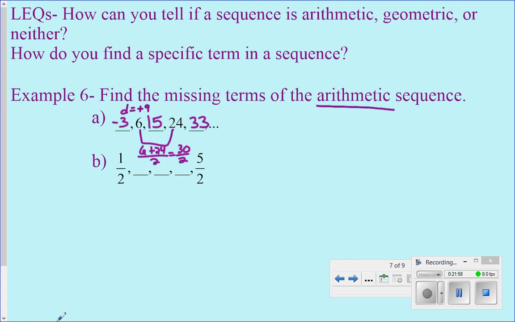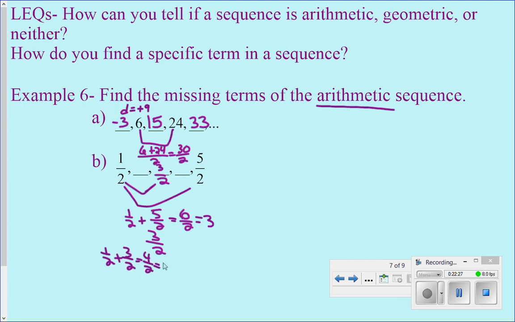So we can do this one the same way. Again, it's arithmetic, so I can do the arithmetic mean to get this middle term. So if I add 1/2 and 5 halves, that gives me 6 halves. Well, 6 halves is 3. And I can take 3 and divide it in half, and that is my middle term. So I'm going to do that again to get the middle between those two. So 1/2 plus 3 halves is 4 halves, which is 2. And divide that by 2, and that's 1.